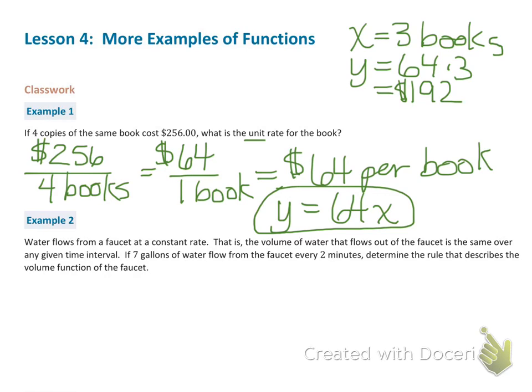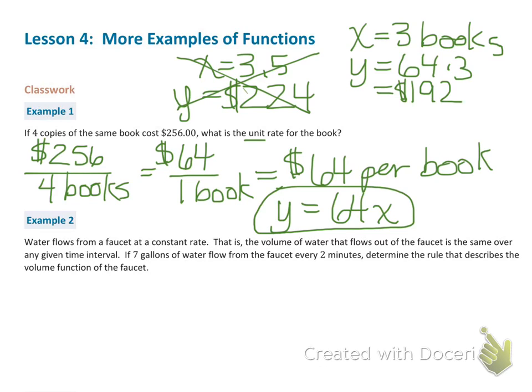Okay, and so I could ask, what about for 3.5 books? What if x is equal to 3.5? Well, I can put that in my function, and it would tell me that y would be 3.5 times 64, which is $224. So I could put that in my function, but it doesn't make sense, right? They're not going to charge me for half a book. I can't buy half a book for half the cost of a book.